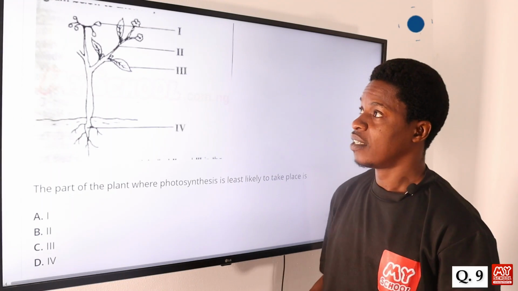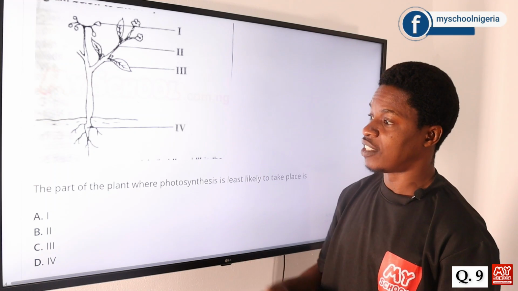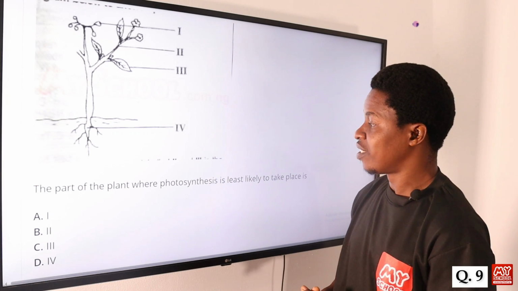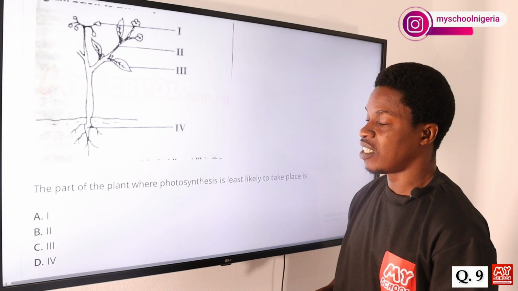Question 9. We have the same diagram from what we just did. The part of the plant where photosynthesis is least likely to take place is what?